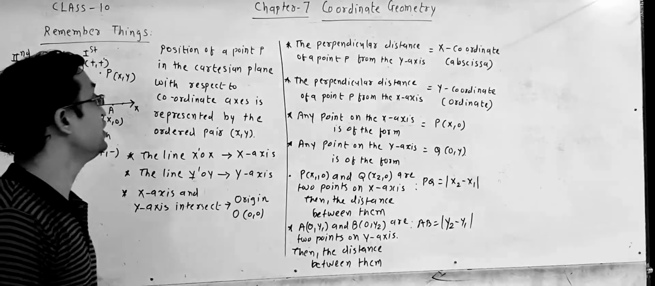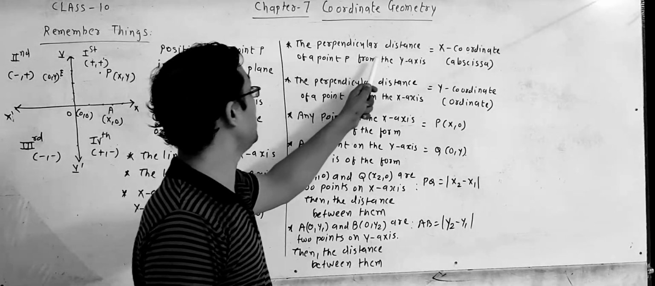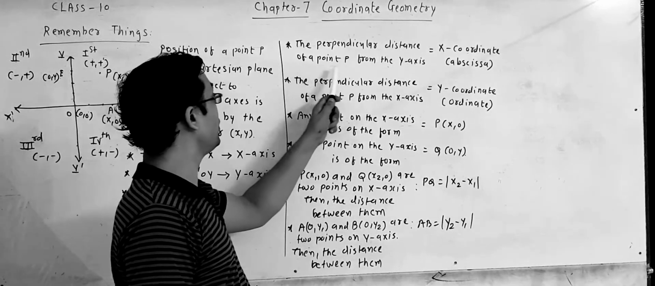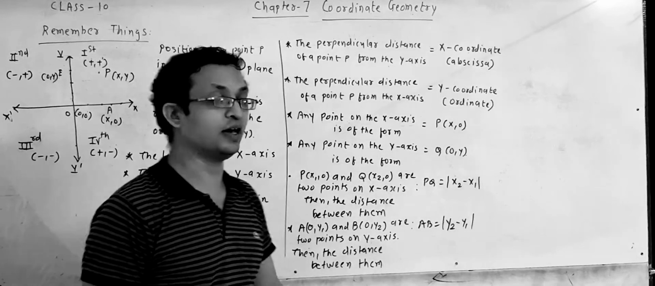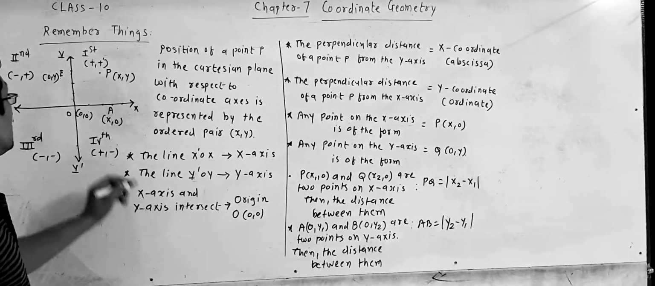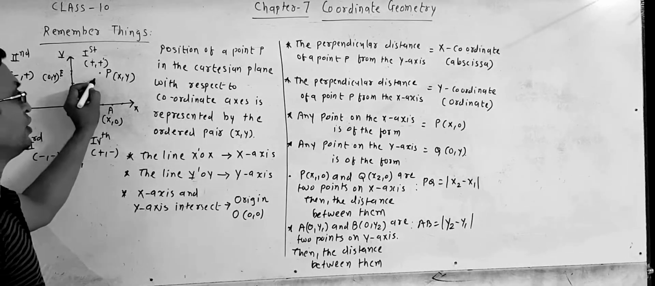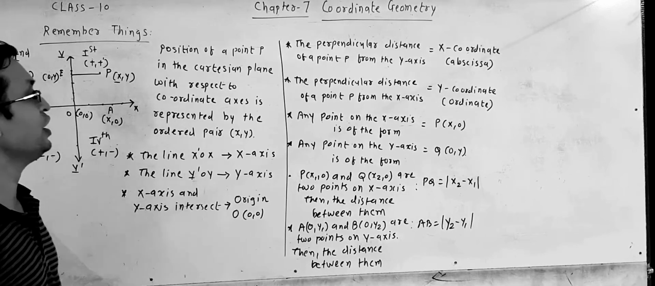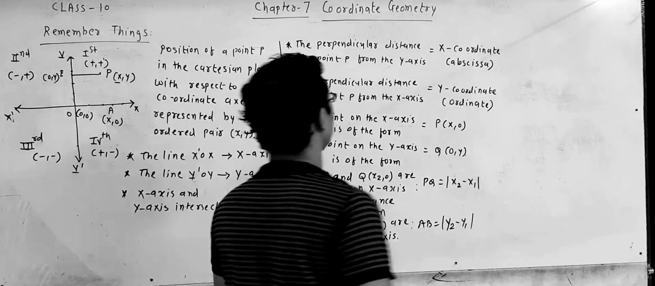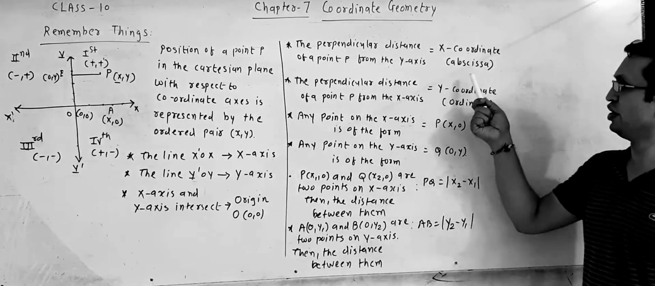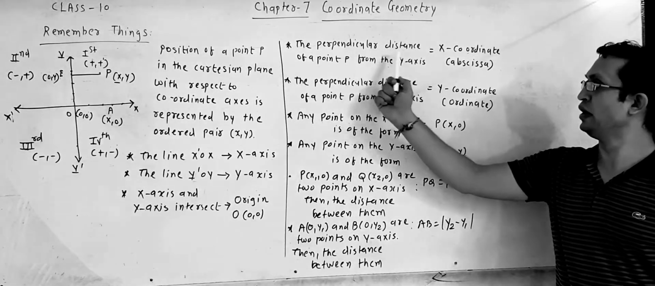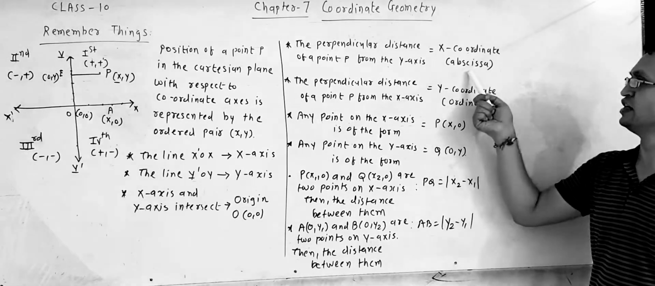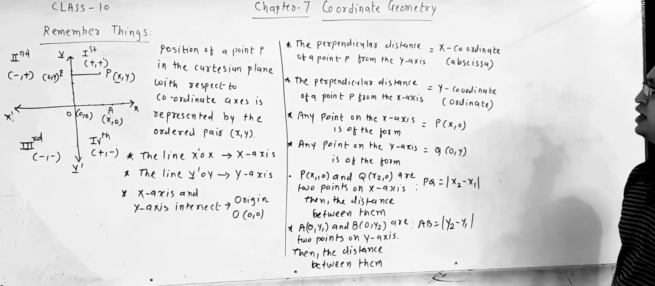Here, the perpendicular distance of a point P from the y-axis is called the x-coordinate. It is called the abscissa. The perpendicular distance of a point P from the y-axis is called the x-coordinate, that is, the abscissa.